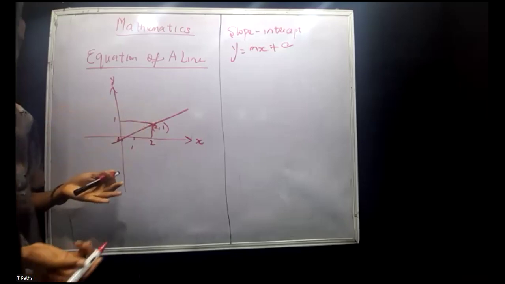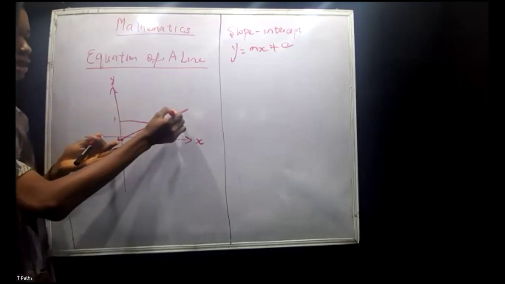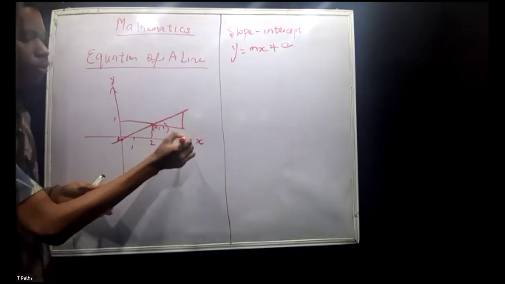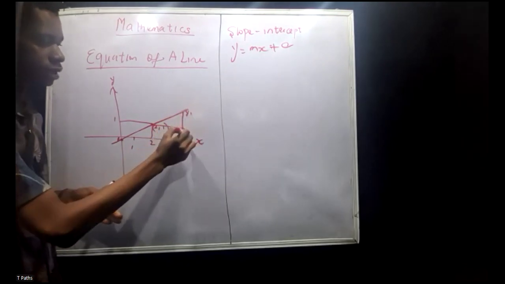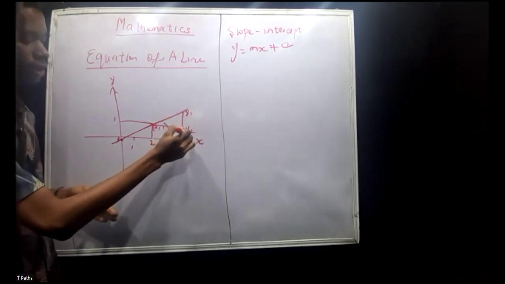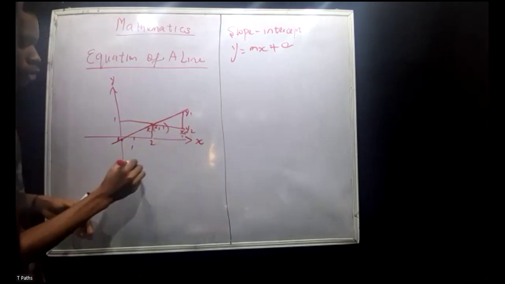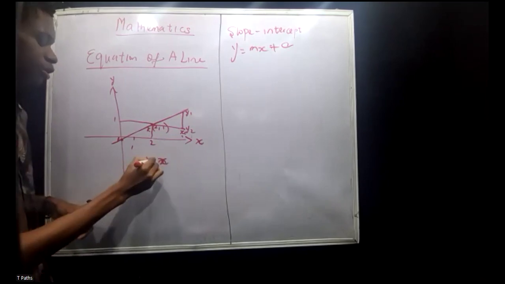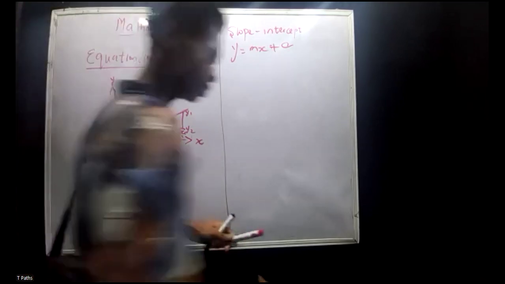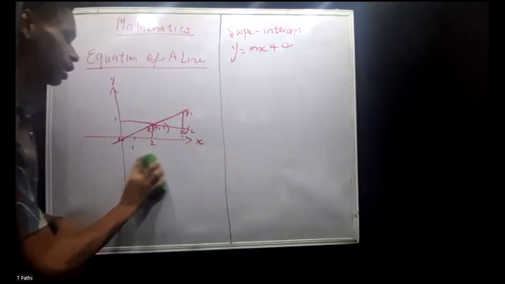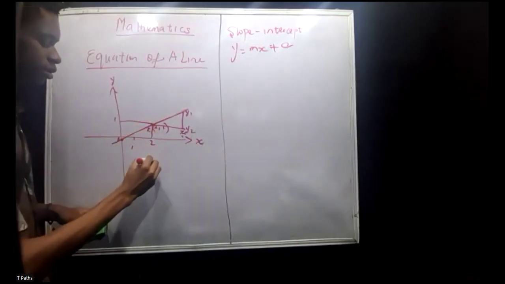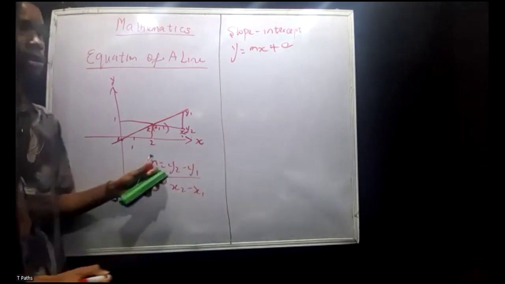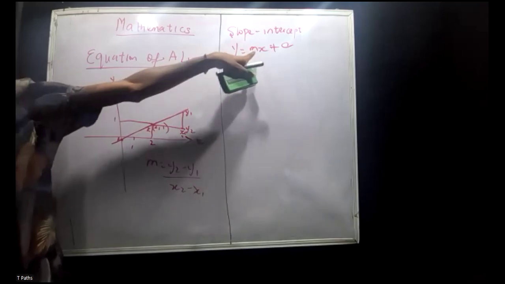So how do we calculate the slope of a line? The slope of a line is calculated by getting 2 points: y1 and y2, and then x2 and x1. So m is equal to y2 minus y1 over x2 minus x1, to calculate the gradient of the slope. So that's how we calculate gradient. This is the slope-intercept form.